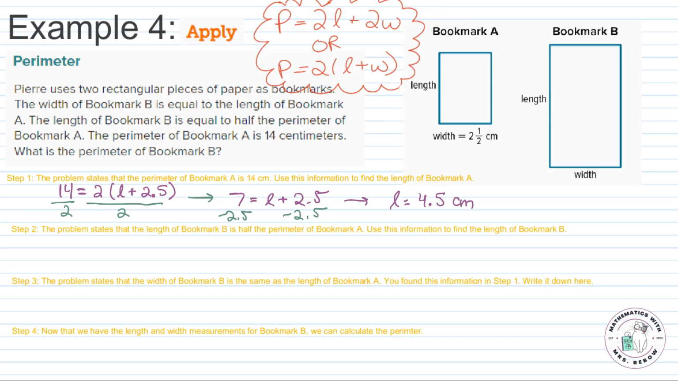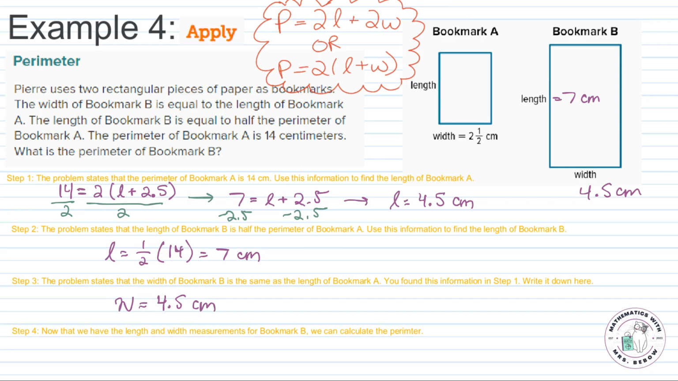So now step 2, it says the problem states that the length of bookmark B is half the perimeter of bookmark A. If we know that the length of bookmark B is half the perimeter of bookmark A, and we know that perimeter is 14, we now know that the length of bookmark B is 7 centimeters, right? So we have this here, we now know it's 7 centimeters. The problem also states in step 3 that the width of bookmark B is the same as the length of bookmark A. So we already found that, right? That's why we did step 1. We found the length of bookmark A. So the width then is going to be 4.5 centimeters.